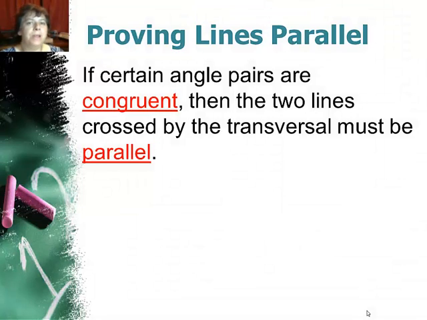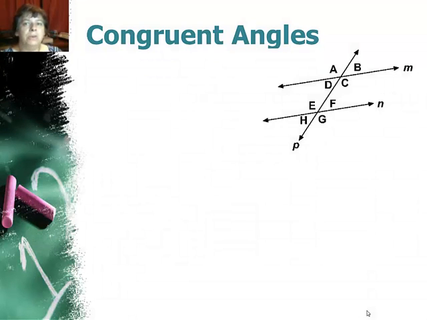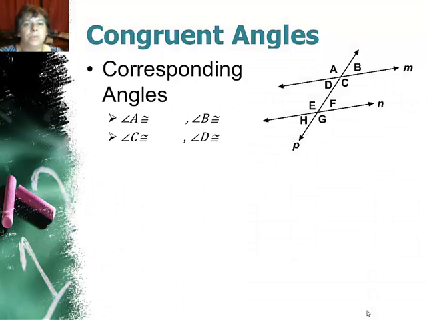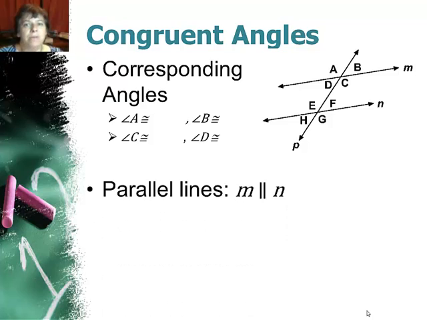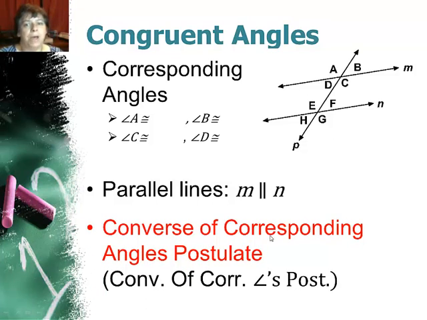So, proving lines parallel: if certain angle pairs are congruent, then the two lines crossed by the transversal must be parallel. Some of the congruent angles we'll deal with are corresponding angles. If I have corresponding angles in this picture and I can show any two corresponding angles are congruent, then I can show the lines are parallel. This is called the converse of the corresponding angles postulate.